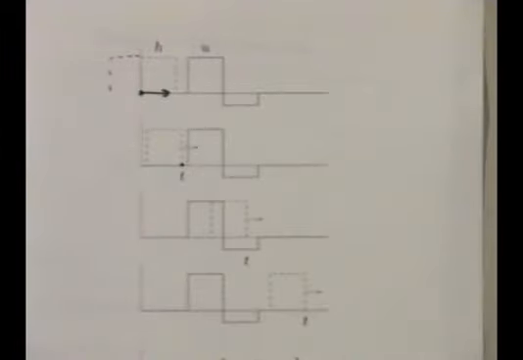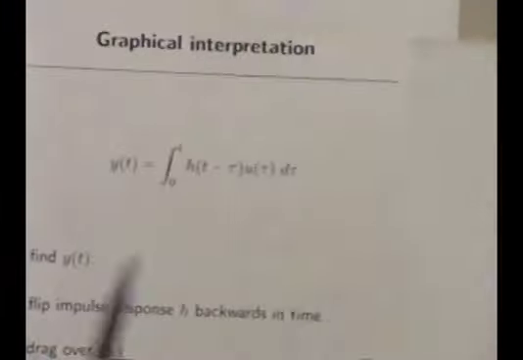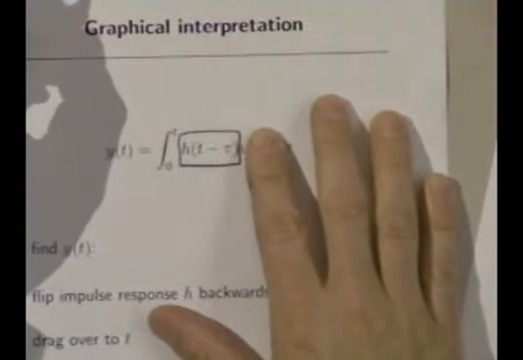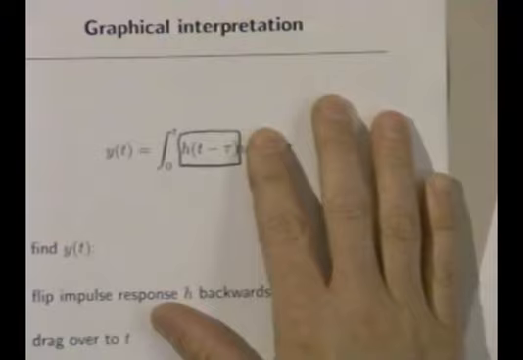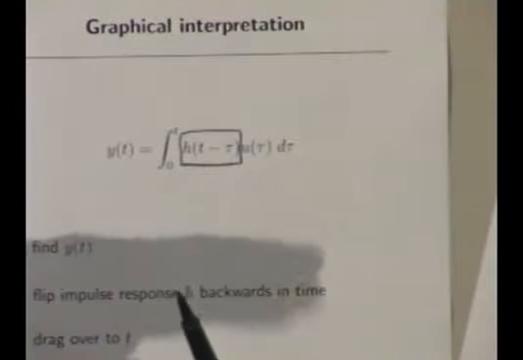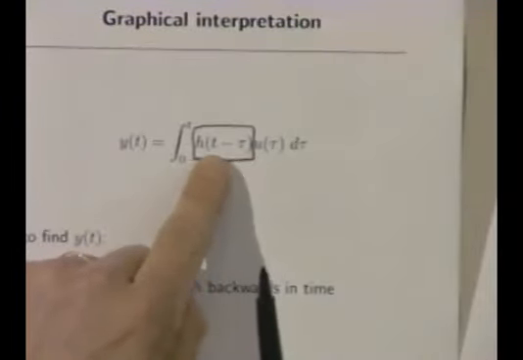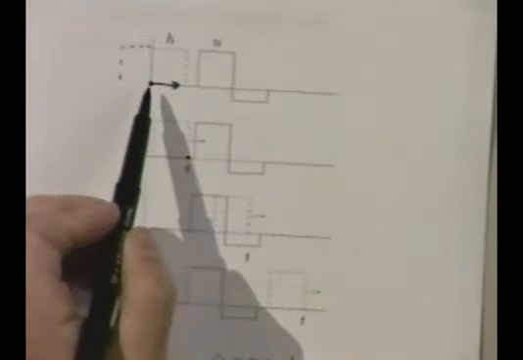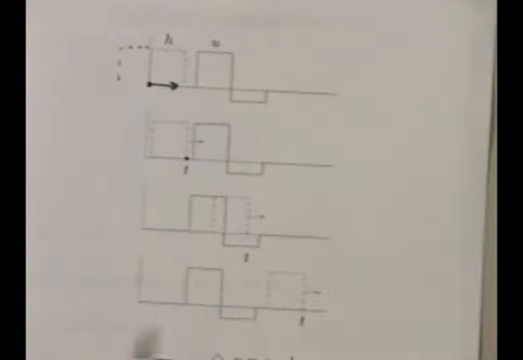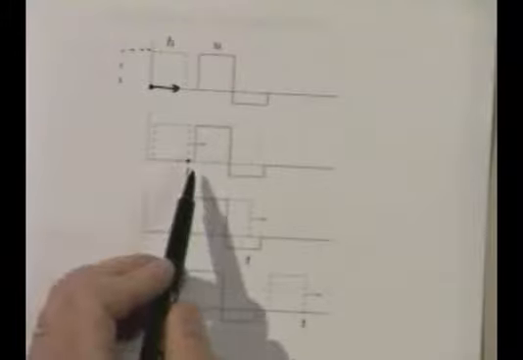Well, if you think about it, that is precisely what this means. In other words, h of t minus tau is the same as h. If I ask you to plot h of t minus tau as a function of tau, it is a picture of h flipped backwards in time because it's minus tau, and then shifted by t seconds. So I flip this thing, and now I drag it. That's shifting by t. Now I take the point-wise product of these two signals, and then I integrate, and I get the value.